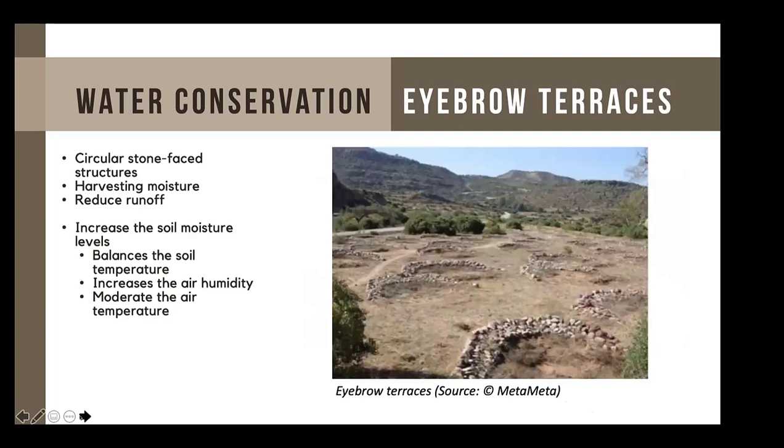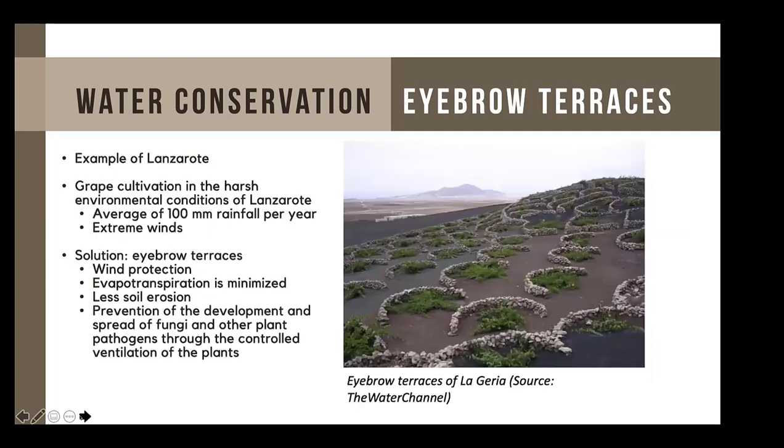Yeah. Good. So eyebrow terraces are circular stone structures, applicable in steep and degraded hillsides and community closures. So the objective of eyebrow terraces is to harvest moisture, just like the others. And by, again, increasing the soil moisture level and reducing soil erosion by slowing down the runoff, eyebrow terraces are important measures in maintaining the soil's quality. And we'll move on to the next one.